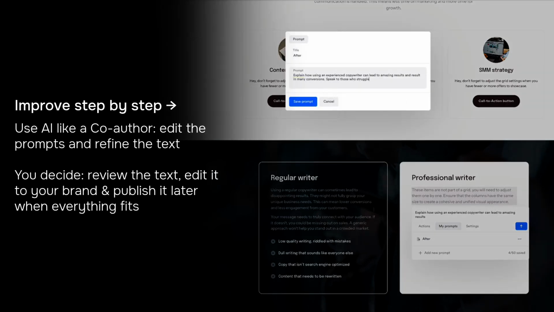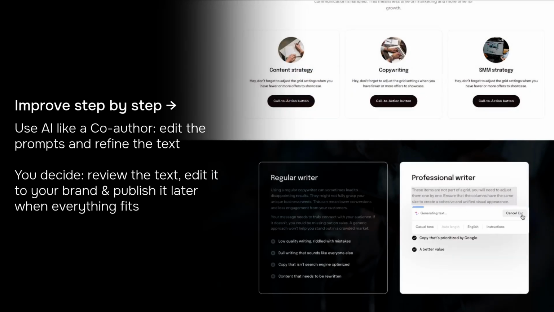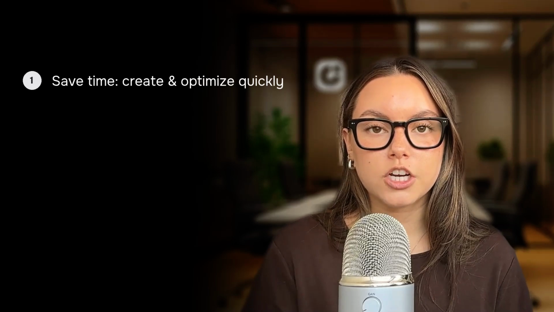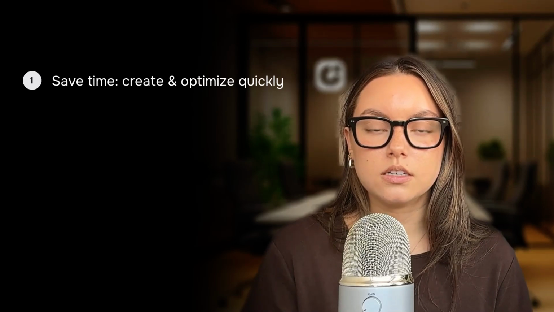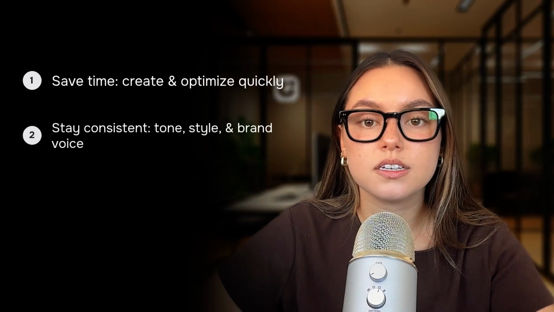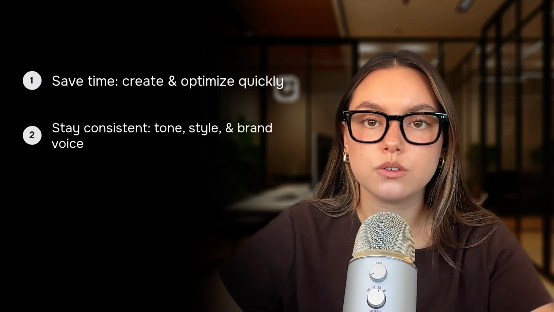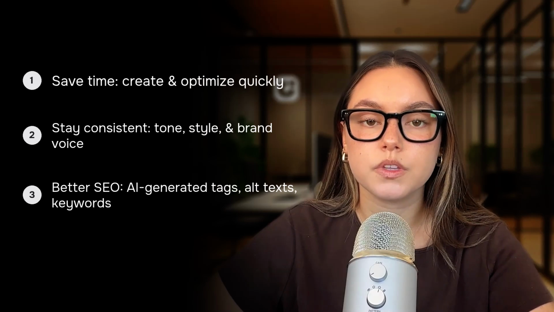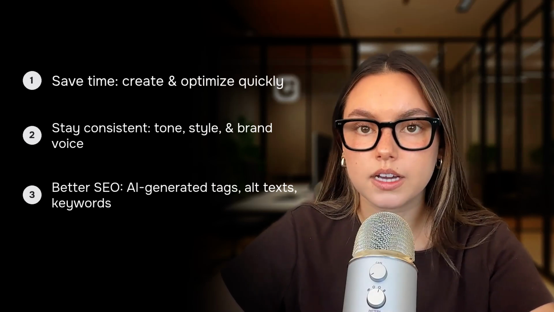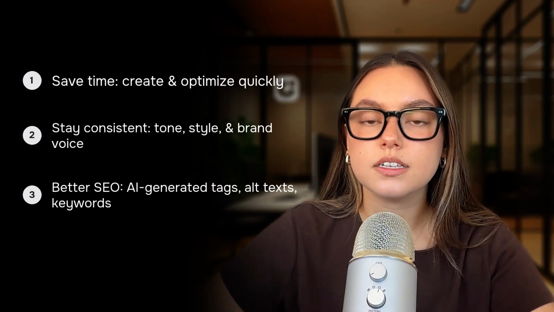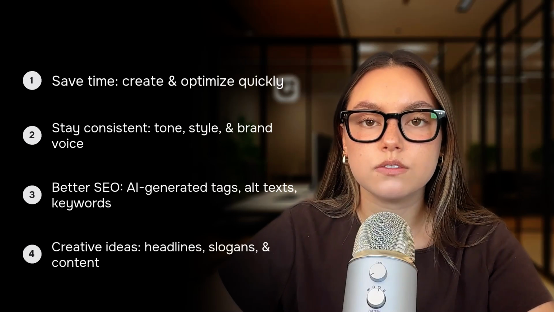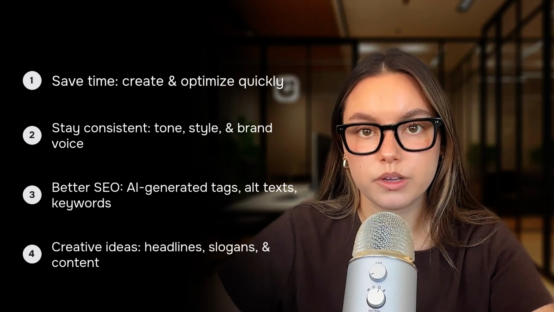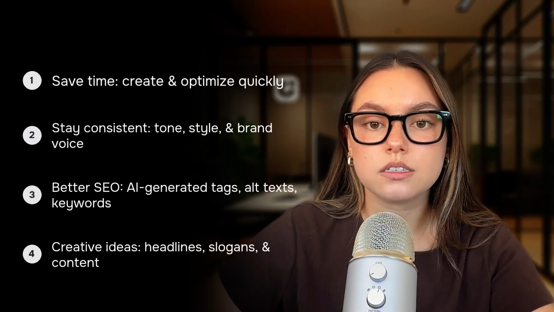To wrap up the main features, let's quickly highlight the key benefits of using AI in Onepage. First, it saves time. Instead of starting from a blank page, you can generate, edit, and optimize content in minutes. Second, it helps you stay consistent. With custom instructions, your tone, style, and brand voice carry across all of your other pages. Third, it improves SEO. AI can generate meta tags, alt texts, and keyword-optimized content so that your site is easier to discover. And finally, it gives you creative support, whether it's a headline, a slogan, or a fresh way to rephrase your message. AI can spark ideas that you may not have thought of.